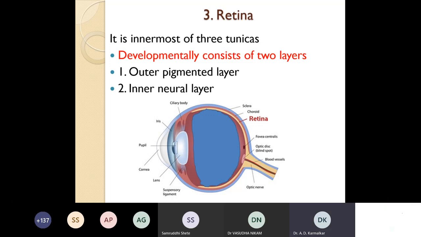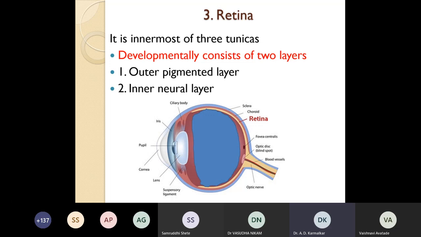The next layer, the third layer, the innermost layer, is the retina. We are coming to the innermost layer, the retina, the neural layer. It is the innermost layer of the three tunics, and developmentally it has two layers: the outer pigmented layer, which is non-nervous, and the inner neural layer, which is nervous.